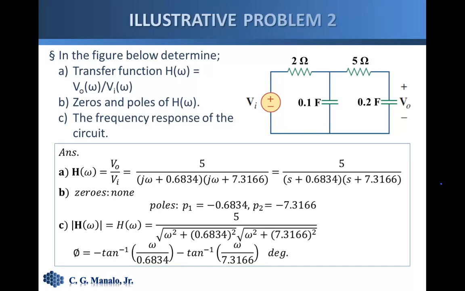So let's have another example. Let's say we have this circuit where the output is taken across the 0.2 farad capacitor. In here we are asked to determine the transfer function. Also, what are the zeros and poles of the transfer function, and then the frequency response. In C, we will be plotting the magnitude and the phase of the transfer function that we get from A.